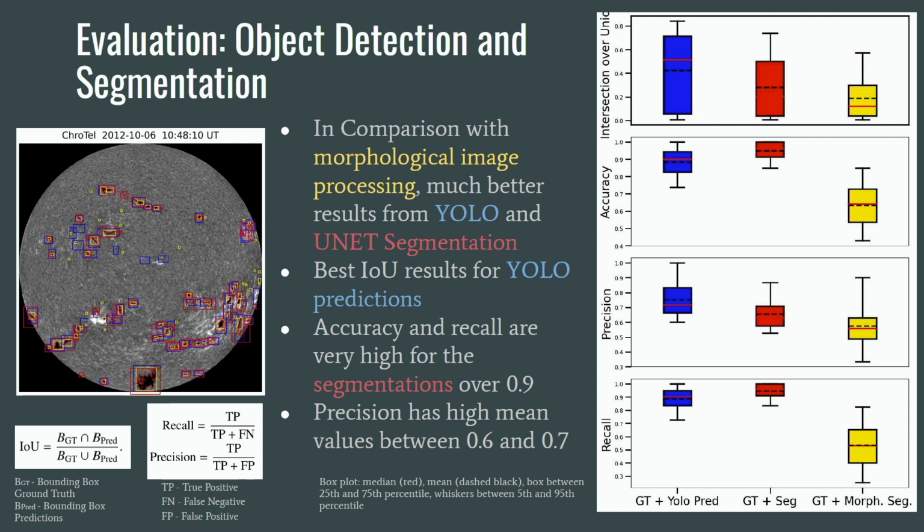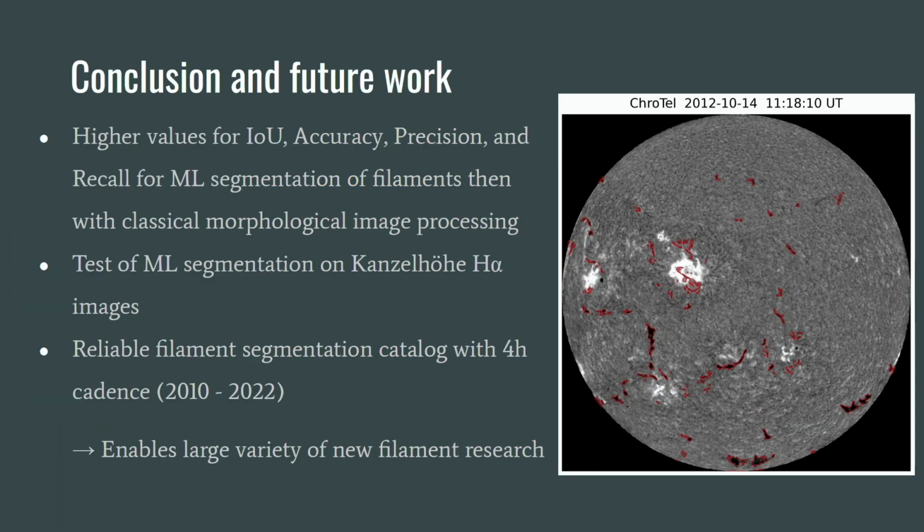But the visual inspection is anyhow really promising. And also the accuracy is very high for the segmentation results compared with the ground truth. And also precision and recall achieve very high values here. So we are very happy with our results, especially compared to the morphological image processing.